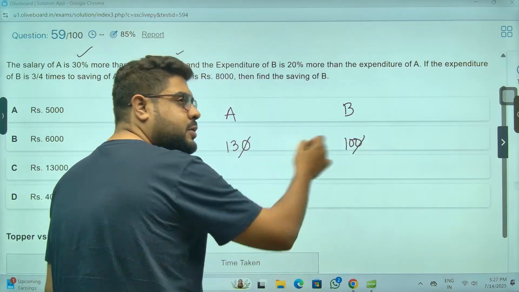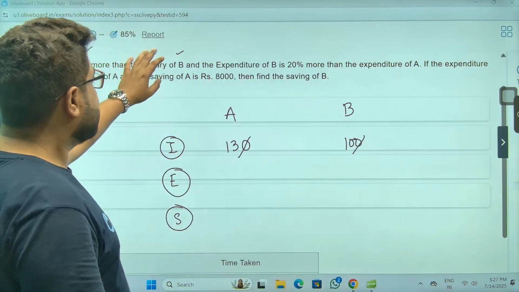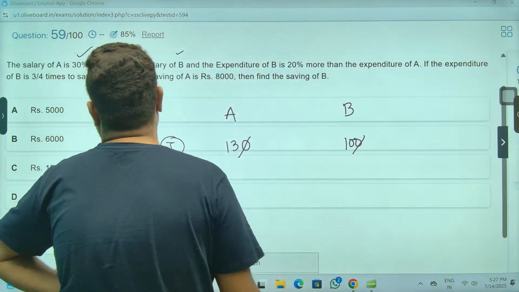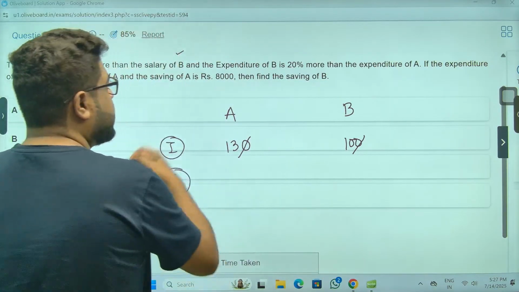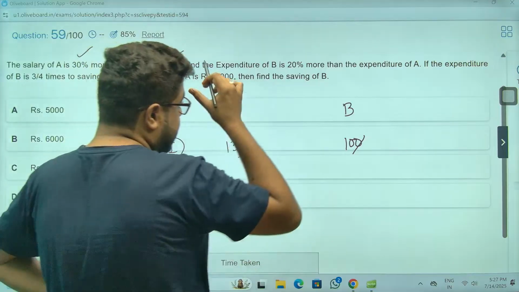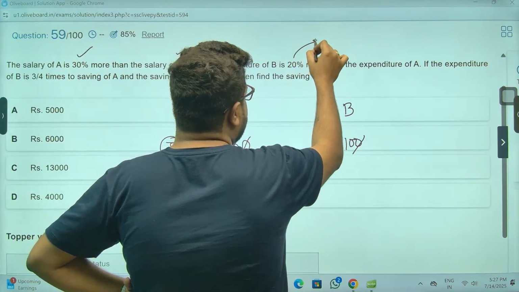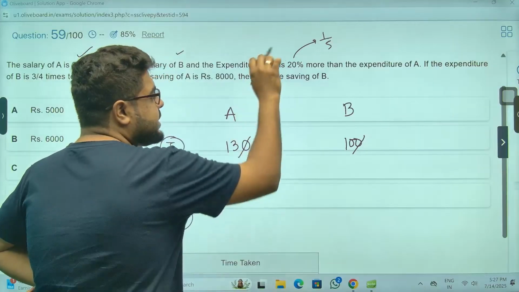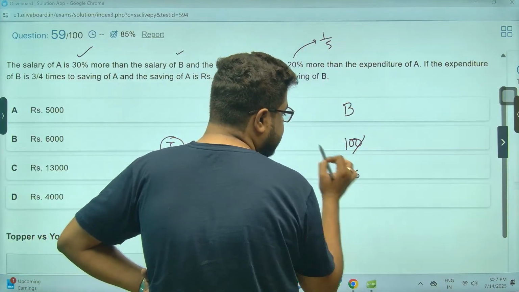But again, if you want to do 1310, it will be better. Expenditure of B is 20% more than the expenditure of A. I don't actually know that. Okay, let's do it once. 20% means 1/5. So if A's expenditure is 5 rupees, B's is 1 rupee more, that is 6 rupees.